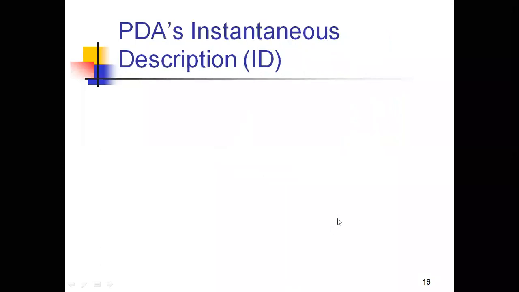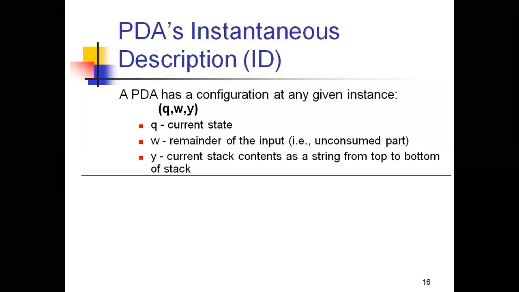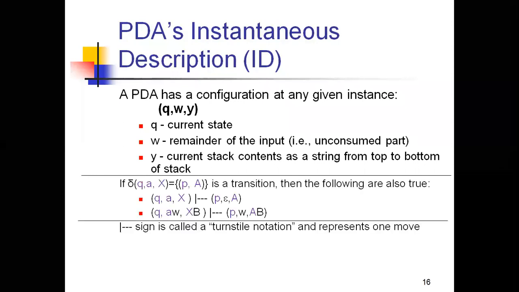And the next concept is about a PDA's instantaneous description, ID. We can call it an ID. Simply, we are naming it an ID. What the definition of this instantaneous description is: here we're talking about the PDA, that is the pushdown automata, right? Here we need to do the configuration at any given instance.